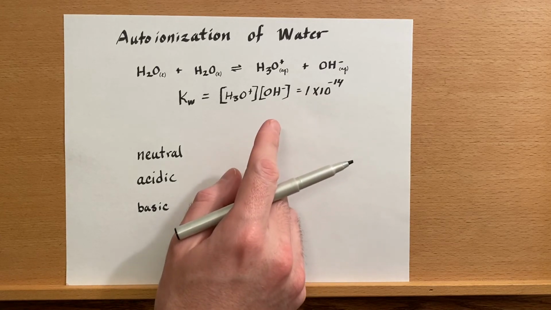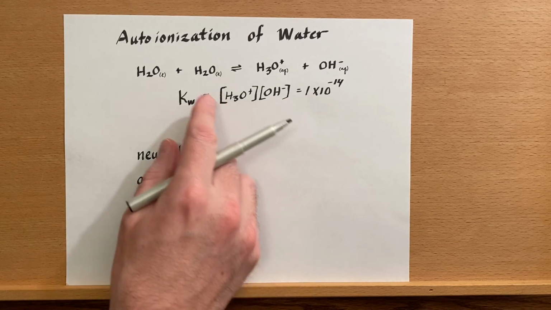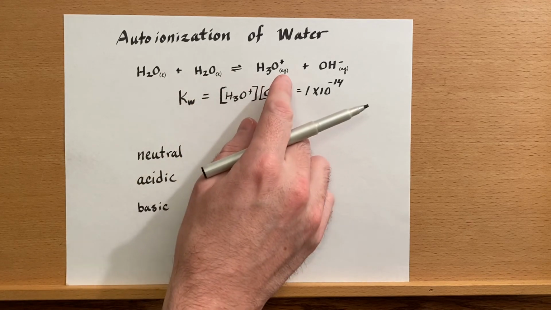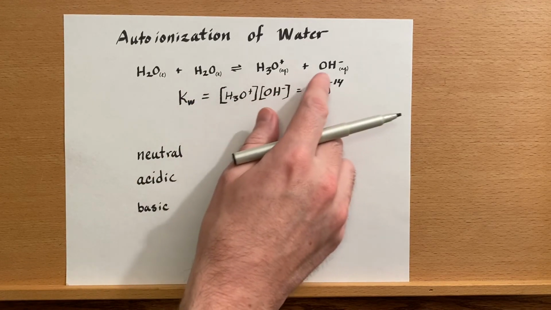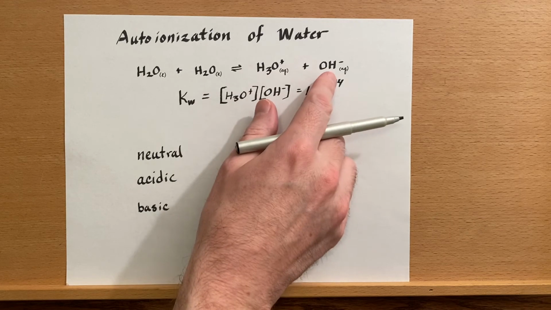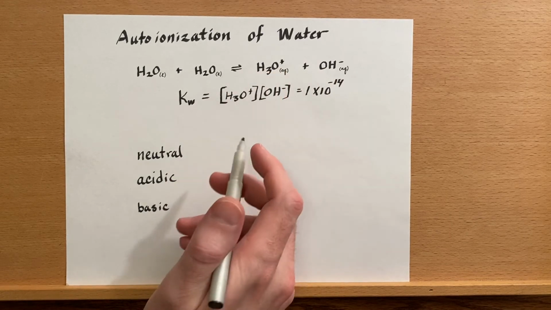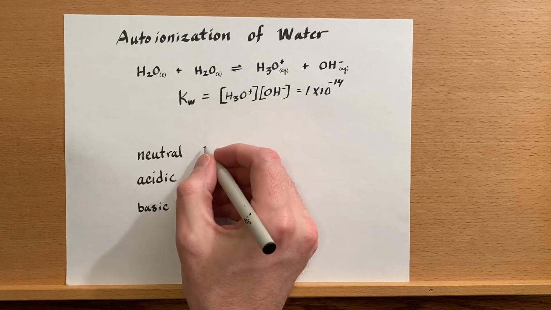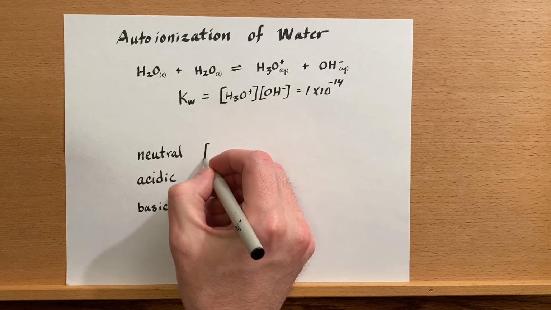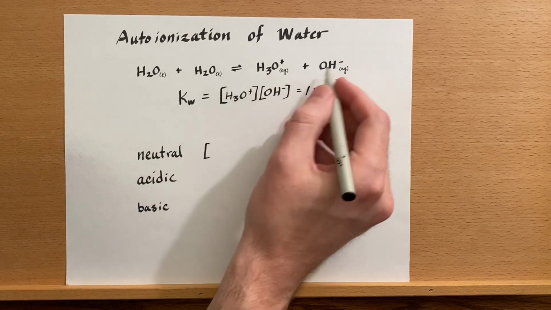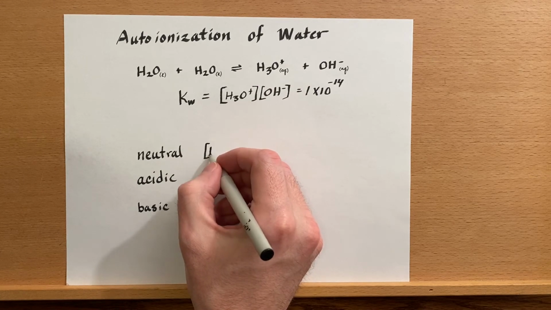Now, you'll notice that if we were to start with just pure water, we should have an equal amount of hydroxide and hydronium ions, and this would be a neutral solution. So these two concentrations would be equal to each other.